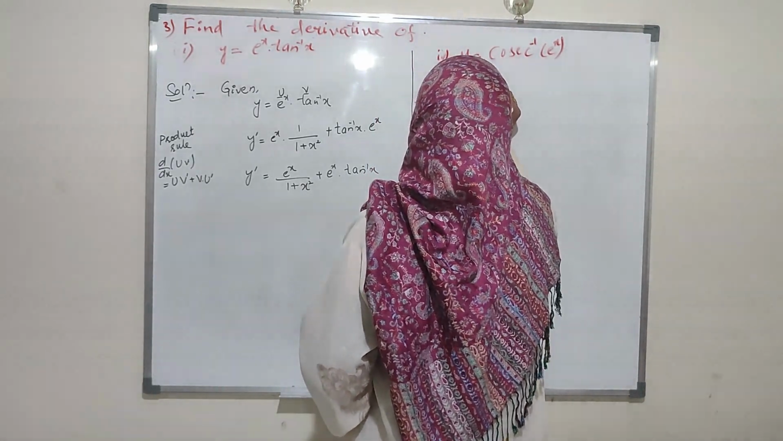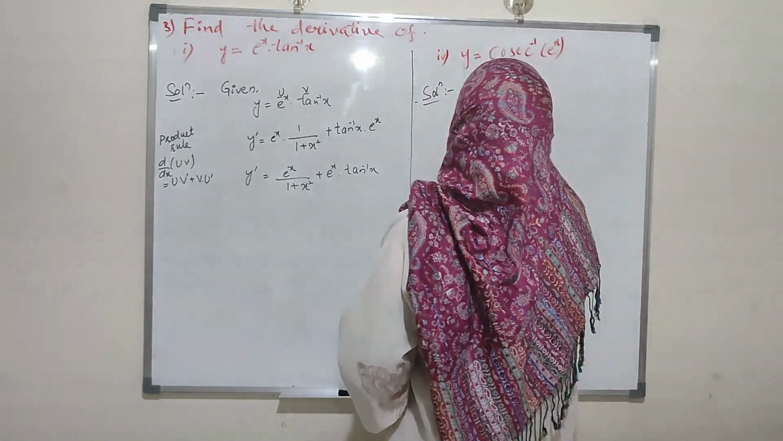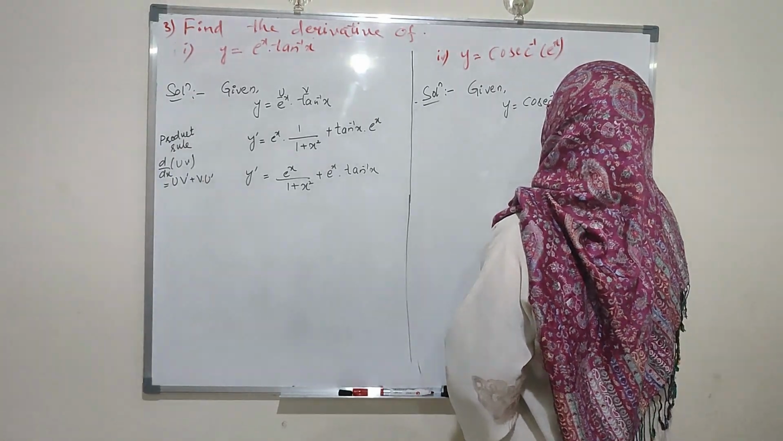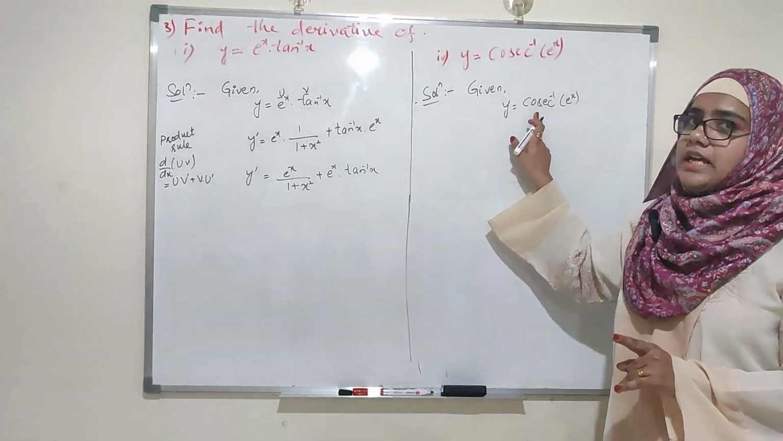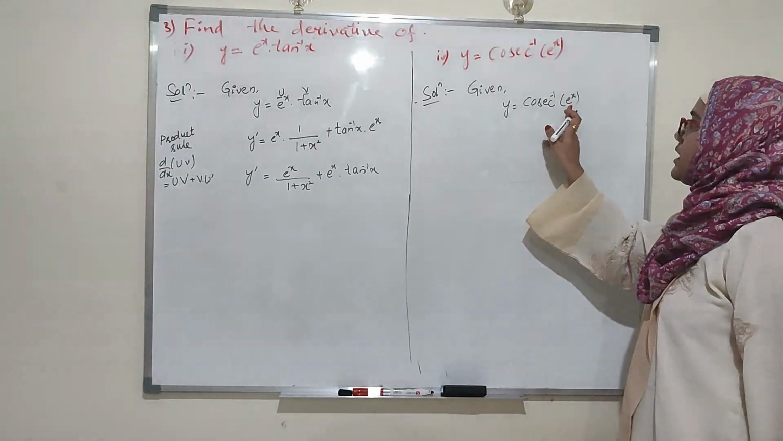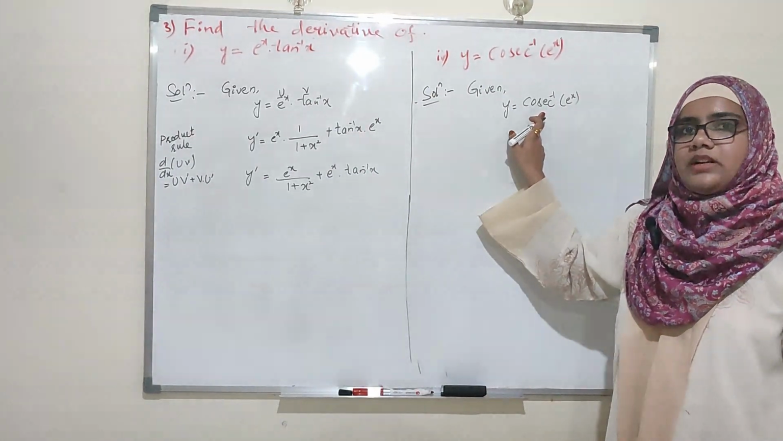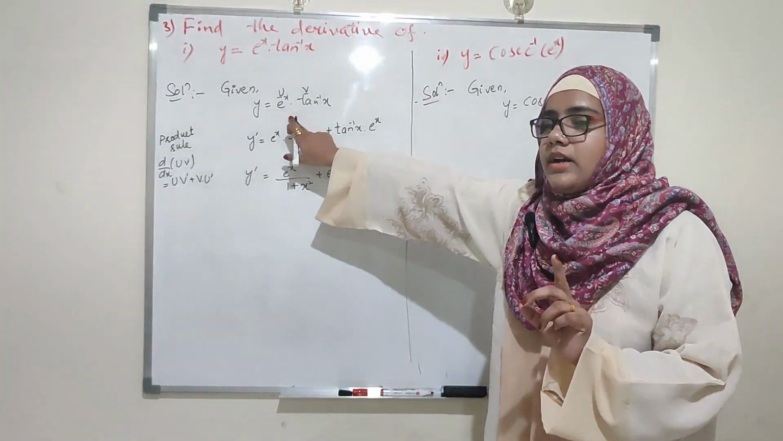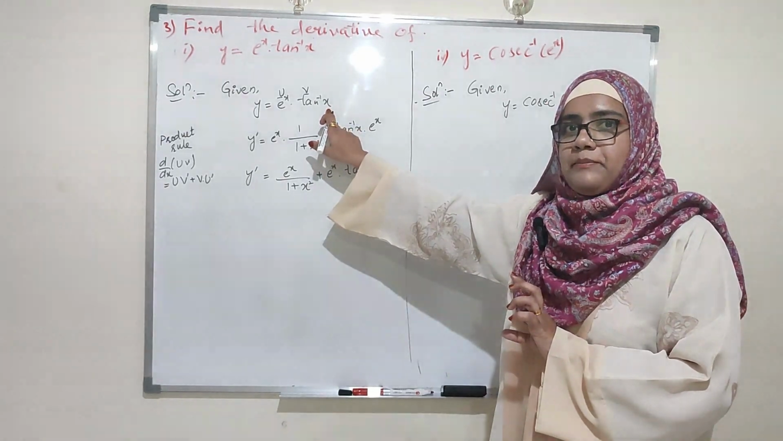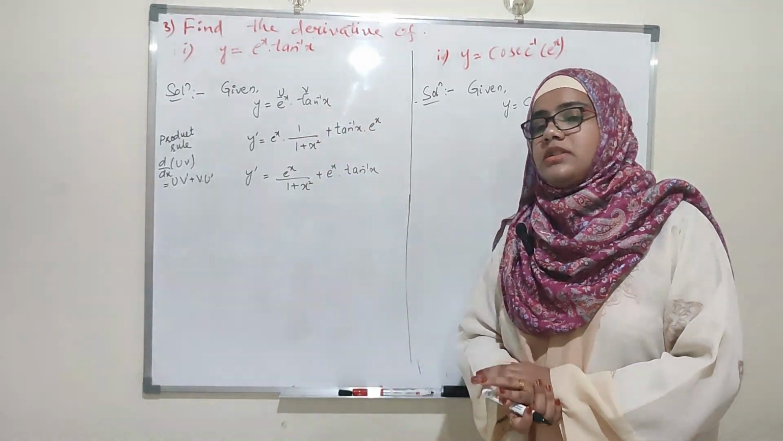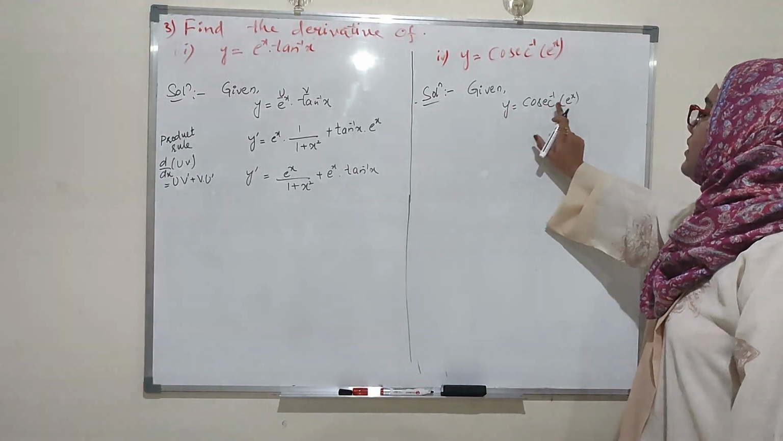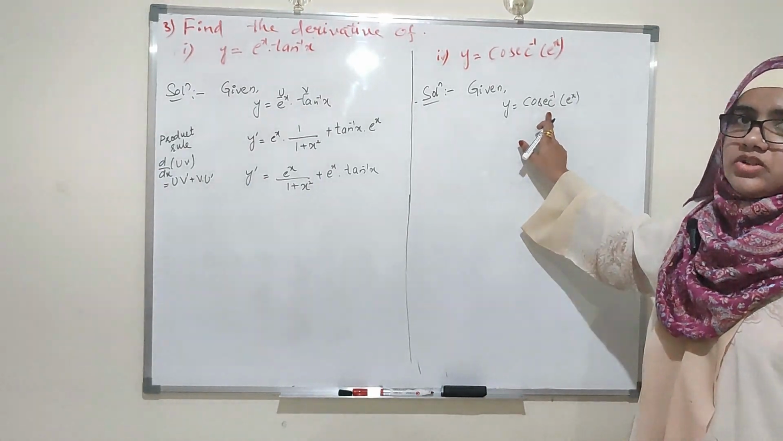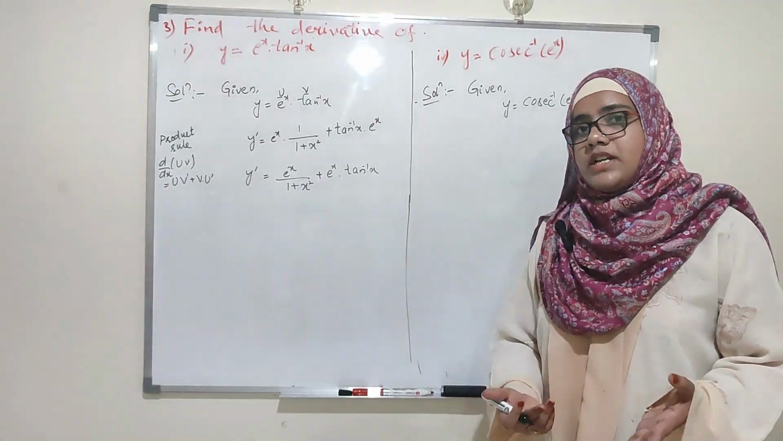Given y is cosec inverse of e raised to x. Here cosec inverse is the inverse trigonometric function, and e raised to x is the angle of the given inverse trigonometric function. Here we have the exponential function along with the inverse trigonometric function, which is the angle of the given function. Now how to find the differentiation of this function?